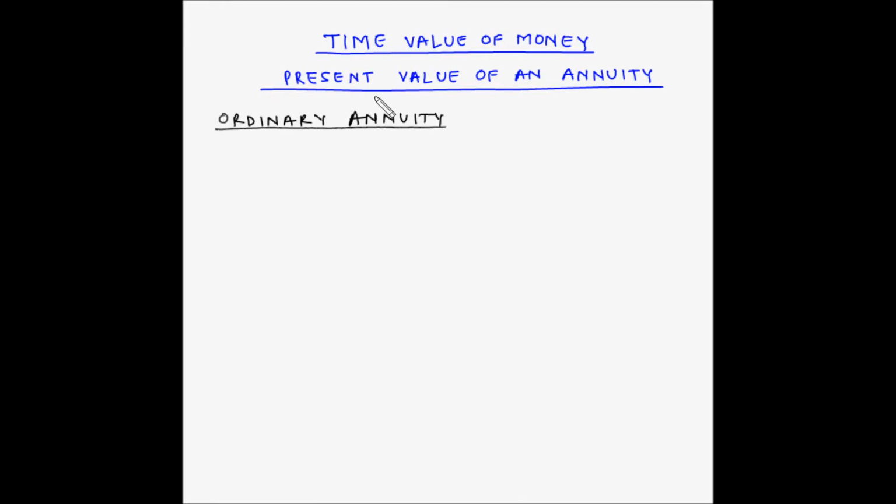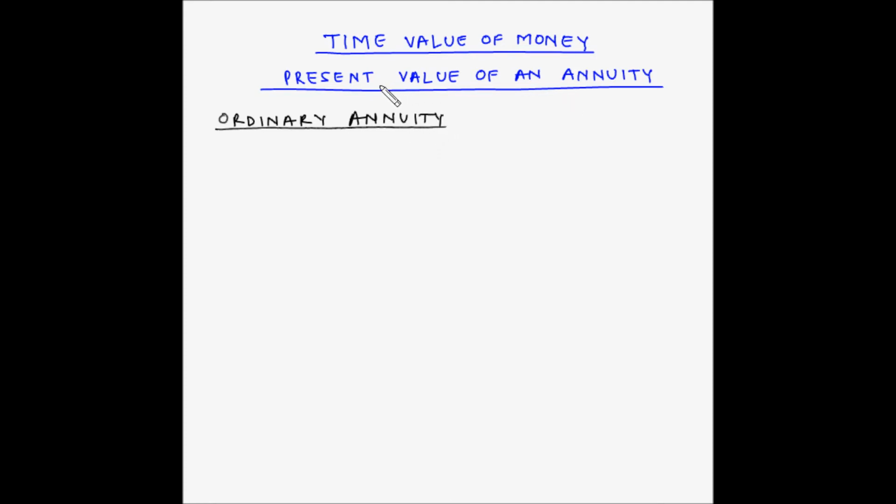In the previous videos of time value of money, we have looked at the concept of future value of an annuity. In this video, we will look at the concept of present value of an annuity. Now let's recall what is an annuity. So an annuity is a series of equal payments made at fixed intervals for a specified number of periods.